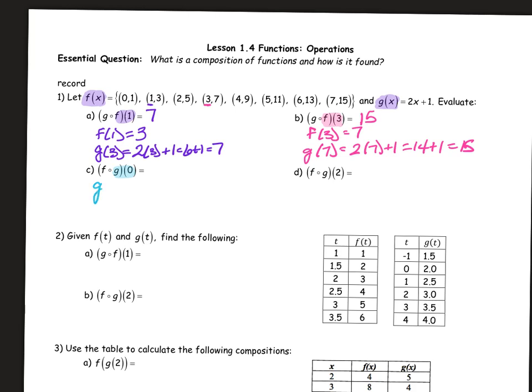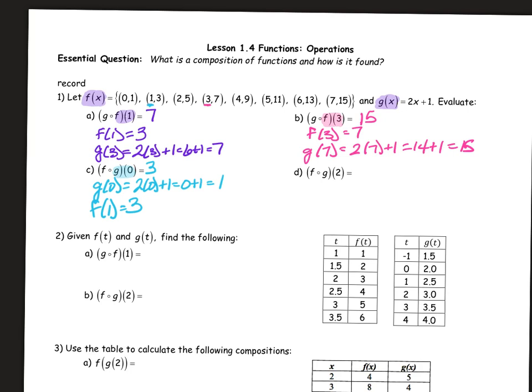Part C says find g of 0. Awesome. So for g of 0, this time I'm going to plug it into my equation first. So I get 2 times 0 plus 1 equals 0 plus 1, or 1. And then I'm going to plug it into f. So f of 1 equals 3.